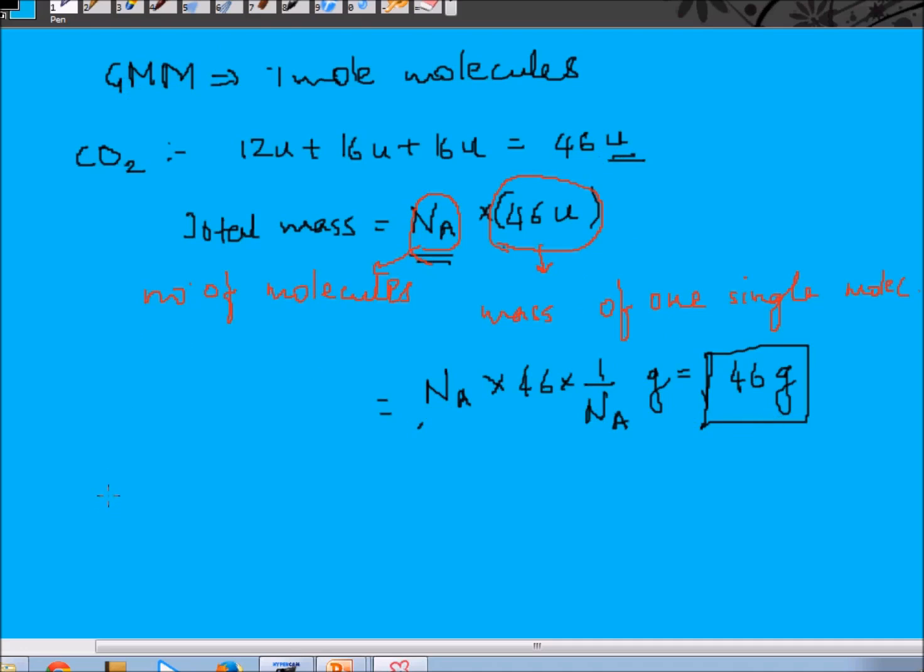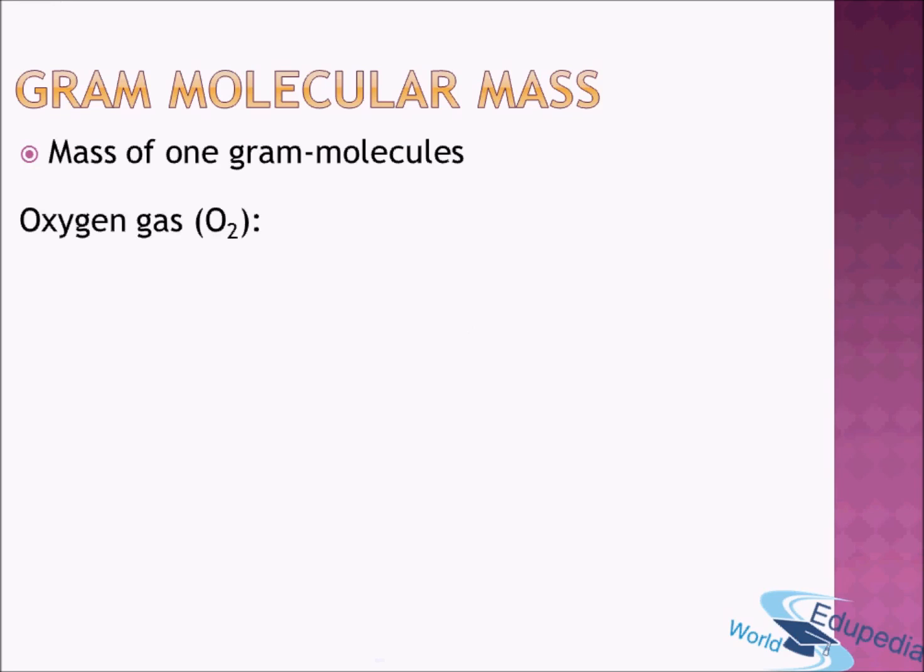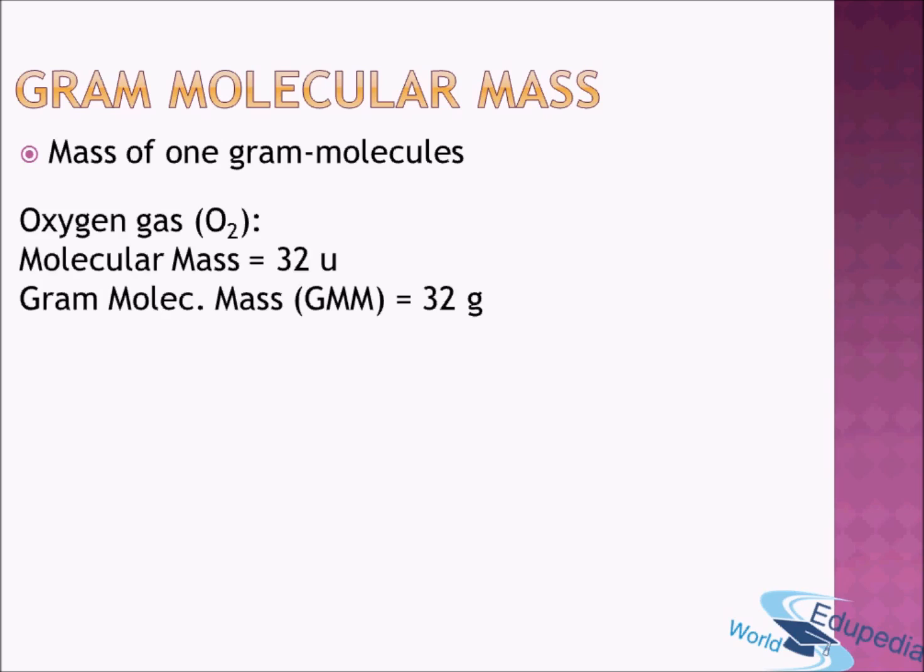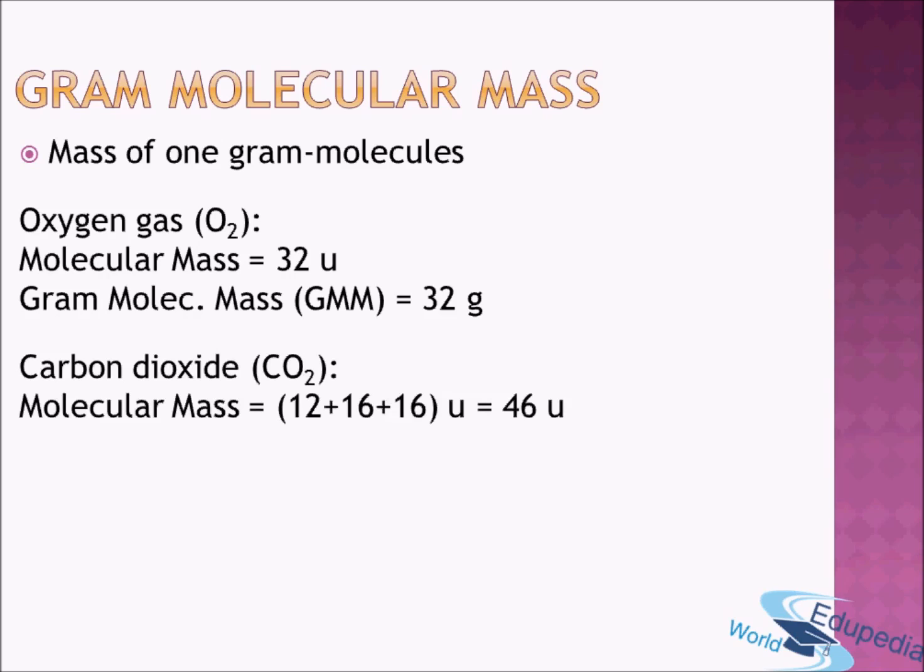Now let's see more such examples. Oxygen gas. We know oxygen gas is nothing but O2 molecules. It is formed by combination of two single atoms of oxygen into molecules. So oxygen gas has a molecular mass of 32 U. Hence it will have a gram molecular mass of 32 grams. Similarly, carbon dioxide has a gram molecular mass equal to its molecular mass number, in grams.